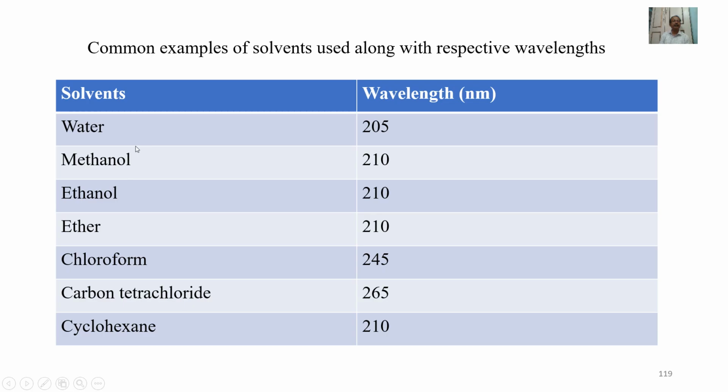And for water, the corresponding wavelength is 205. Methanol, it is 210 and ethanol is 210. Ether also has the same wavelength, 210 nanometer. Chloroform a little bit higher, 245 nanometer. And carbon tetrachloride, 265 nanometer. And the last one, cyclohexane, 210 nanometer.